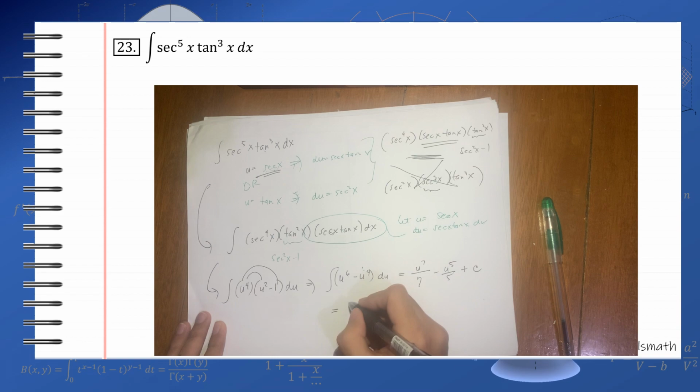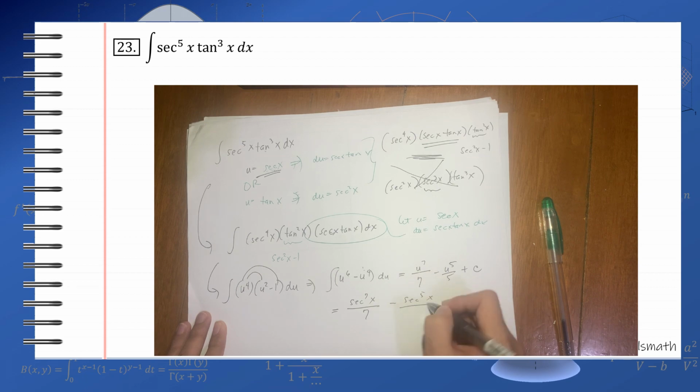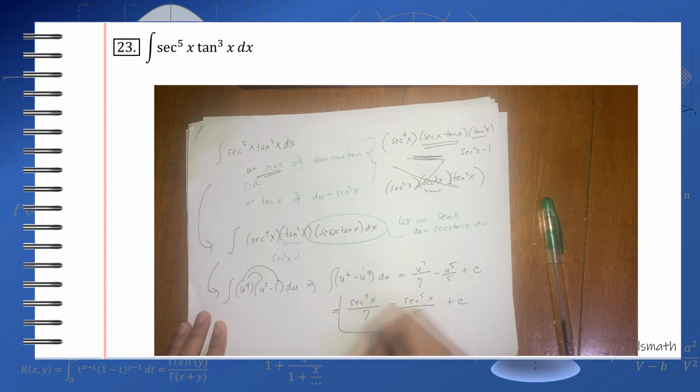Writing everything in terms of x gives you secant to the 7 of x over 7 minus secant to the 5th of x over 5 plus c.